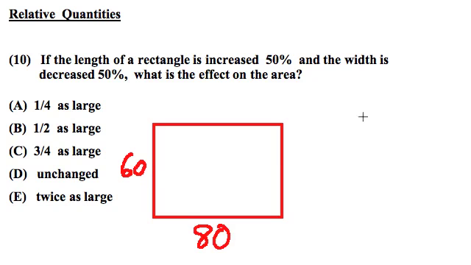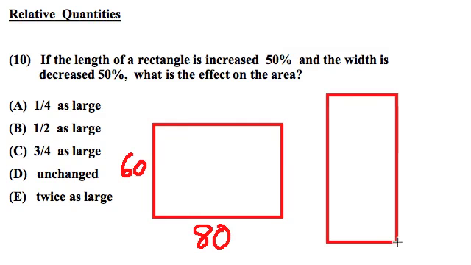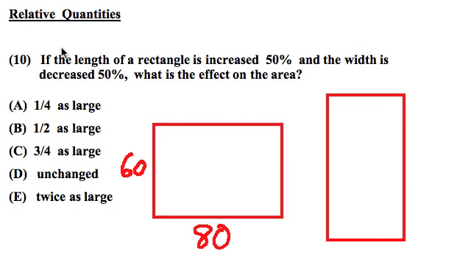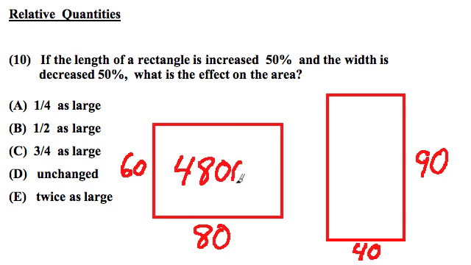So its length is increased by 50%. So 50% of 60 is 30, so that one gets 90. And the width is decreased by 50%, so that's 40. Okay. So what is the effect on the area? So the initial area is 4,800, and the new area is 3,600. And this is 3/4 as large, so that's the answer.